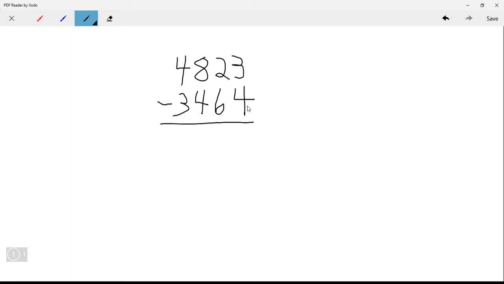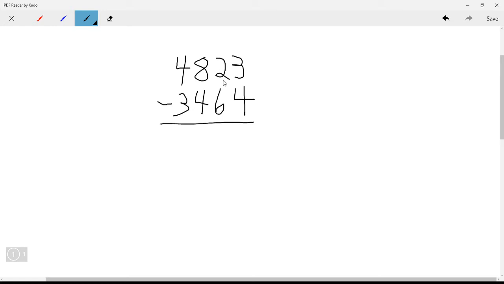And actually, what a lot of students will do is they'll just say, oh, I can't do 3 minus 4, so I'll just do 4 minus 3. And that is very wrong. You will get the wrong answer, and you can't just flip the numbers around and think that that's going to work. So what we need to do is we are doing 3 ones minus 4 ones. But we can't do 3 minus 4.